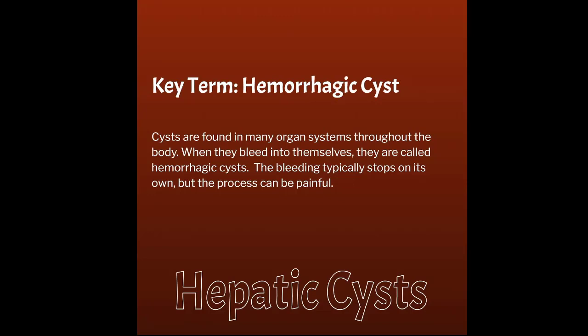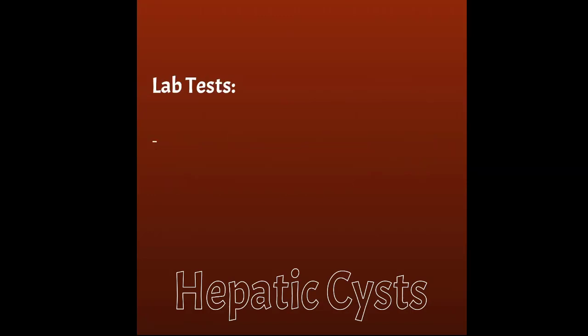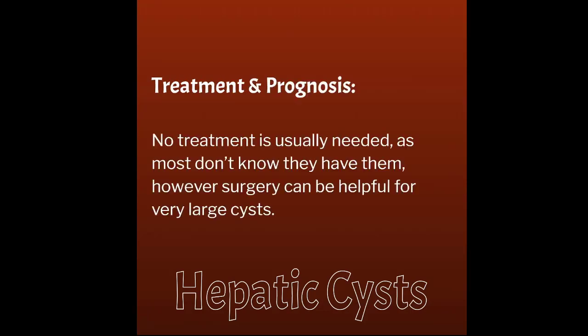So not super common in the liver. We see quite often hemorrhagic cysts on ovaries. It's probably the more common spot that we're going to see them, but we can see them in the liver. Anywhere that cysts do populate, we can see hemorrhagic cysts. There aren't any lab tests that go along with hepatic cysts. As far as treatment and prognosis goes for hepatic cysts, they are such a non-big deal. Like, nobody cares that you have hepatic cysts unless they become hemorrhagic, unless they become really large.